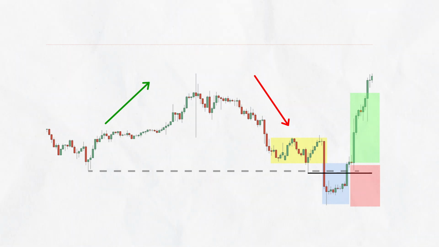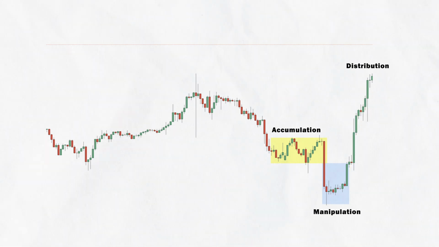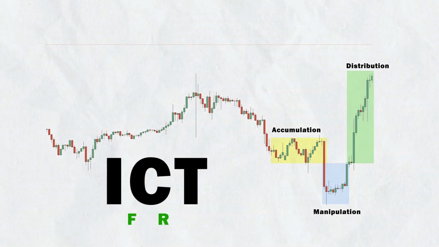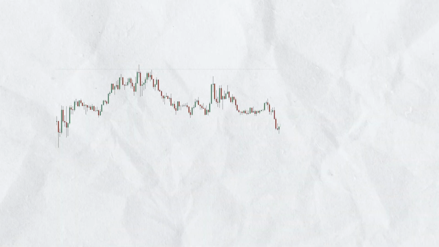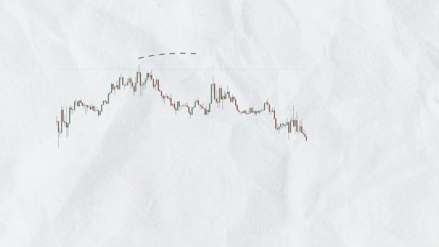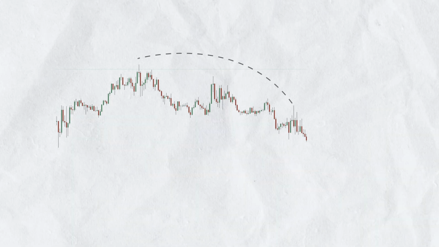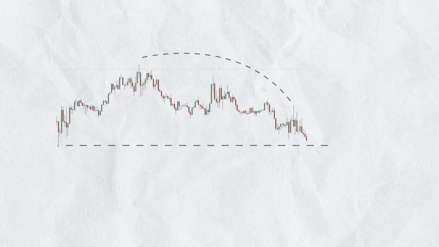Upon achieving accumulation and manipulation, we can clear the chart to better visualize the ensuing distribution phase. This represents the completion of the Power of 3 cycle: accumulation, manipulation, and distribution. Example 2. Let's analyze the current price action. Notice the failure swings at this high point and the sell-side liquidity positioned there.